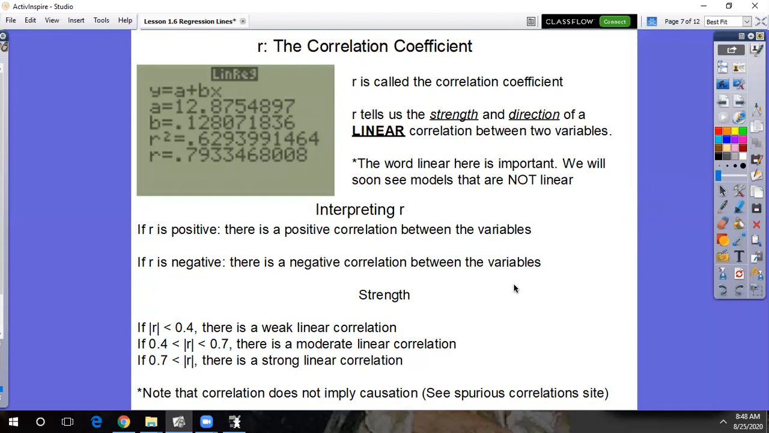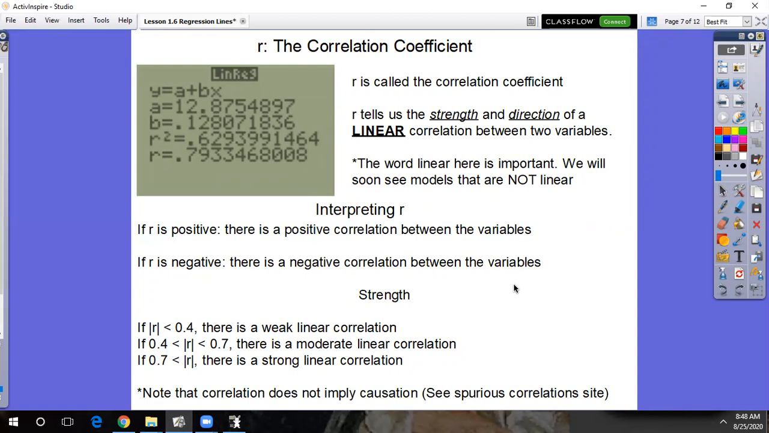Basically, if the absolute value of R is less than 0.4, there is a weak linear correlation. If it's between 0.4 and 0.7, there's a moderate linear correlation. And if it is larger than 0.7, there is a strong linear correlation. Remember, correlation meant as one variable increases, the other tends to increase. We need to be really careful with correlation because correlation does not imply causation.